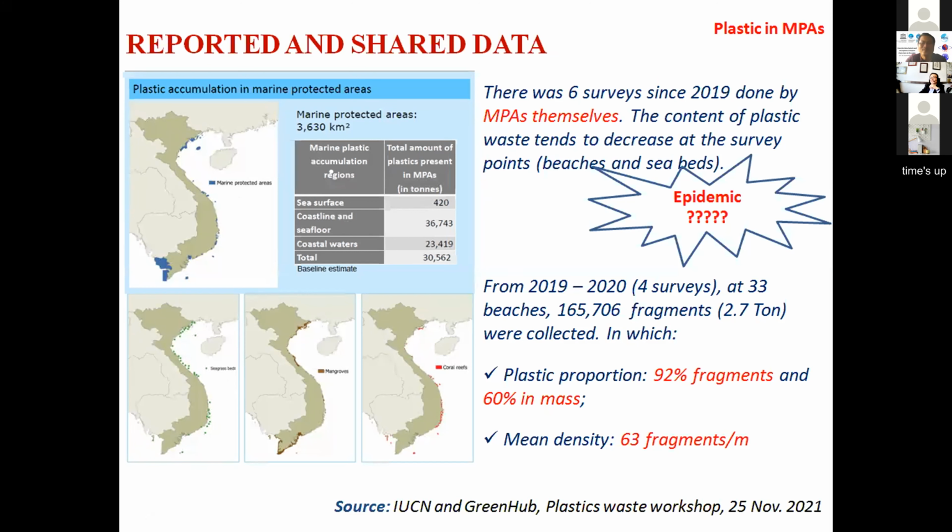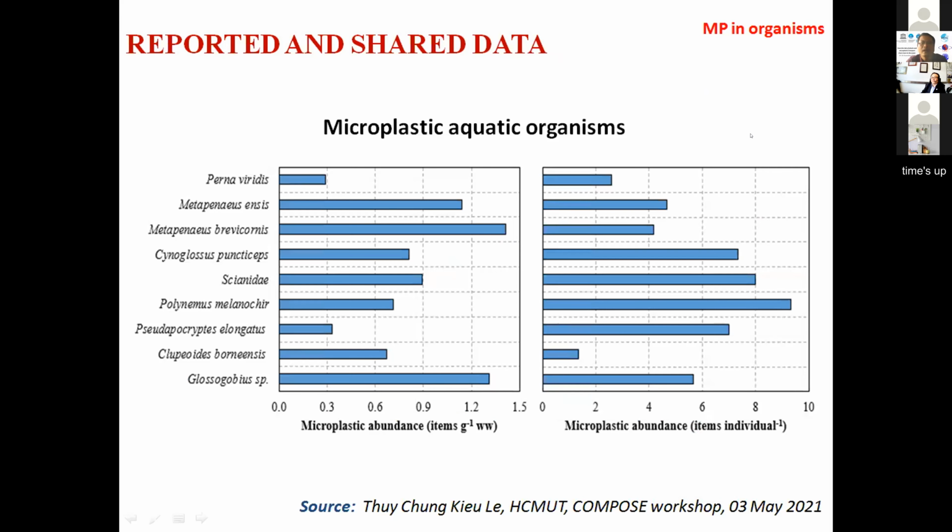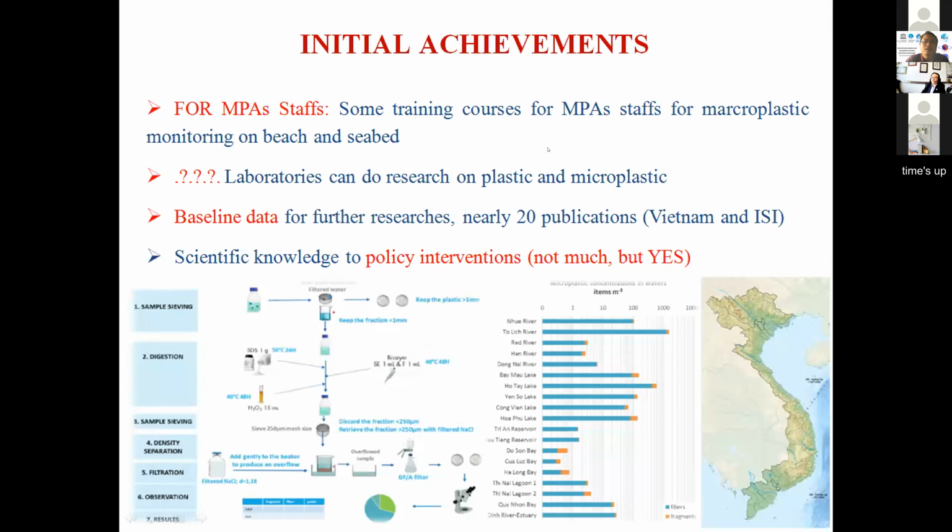Okay, I will show the data very quickly here. We did research on microplastics in the atmosphere, and here is some result, and also in aquatic organisms. We have some initial achievements: the MPA staff can now do the monitoring themselves, and some of the labs can do the research. I don't know how many, but there are some, and baseline data for the research, and we have some policy intervention, not much, but we have.